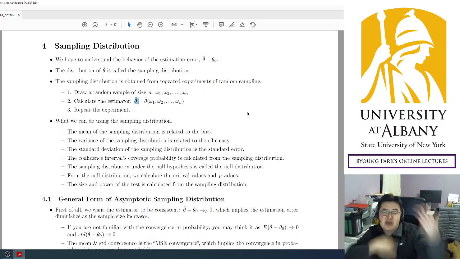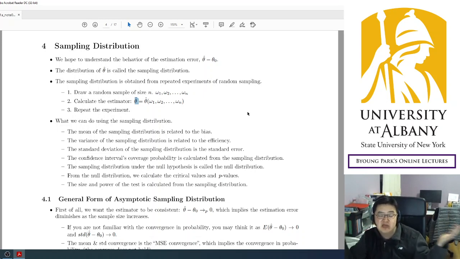Then if you can repeat that, of course it is not possible in practice, but just hypothetically you can repeat that, then you will get many different values of estimators for the same parameter, and they will make a distribution. That is the sampling distribution, right? Then why is it important?